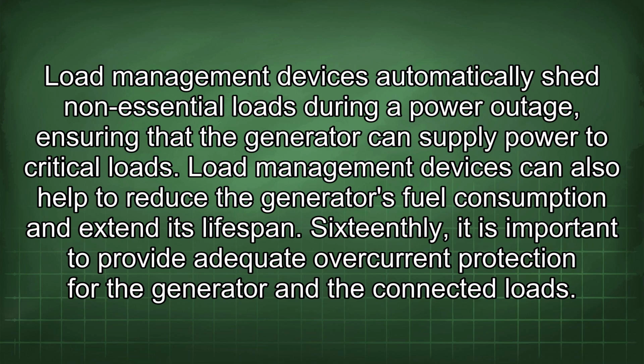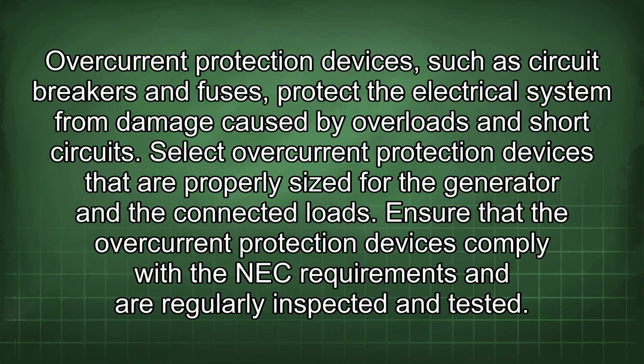16th, it is important to provide adequate overcurrent protection for the generator and the connected loads. Overcurrent protection devices such as circuit breakers and fuses protect the electrical system from damage caused by overloads and short circuits. Select overcurrent protection devices that are properly sized for the generator and the connected loads. Ensure that the overcurrent protection devices comply with the NEC requirements and are regularly inspected and tested.